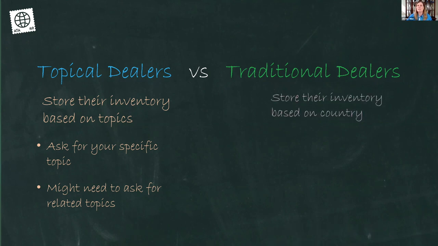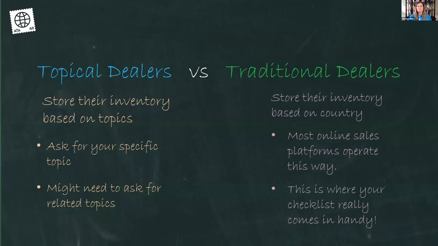With traditional dealers, they store their inventory based on the country. Most online sales platforms operate this way too. They're listed by country and stock number. This is where your checklist really comes in handy, because you have your Scott number for everything, so you can ask for a specific Scott number, country and Scott number.